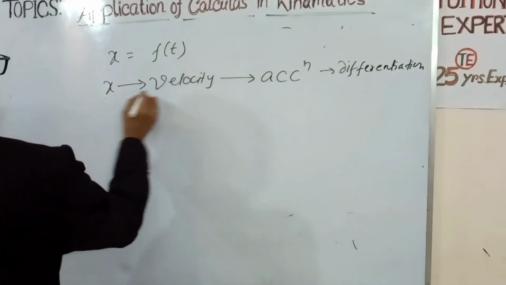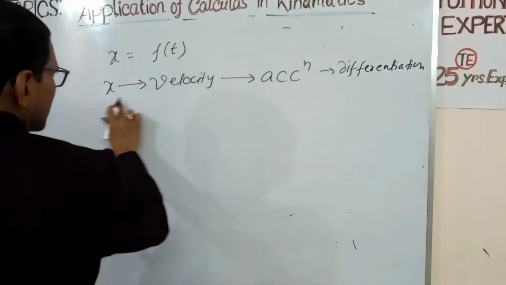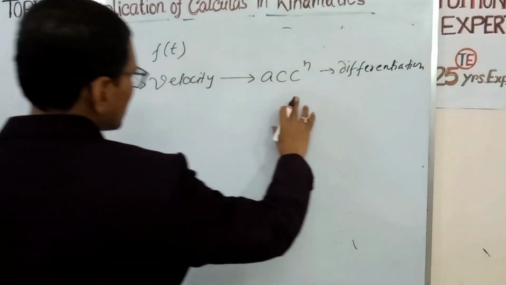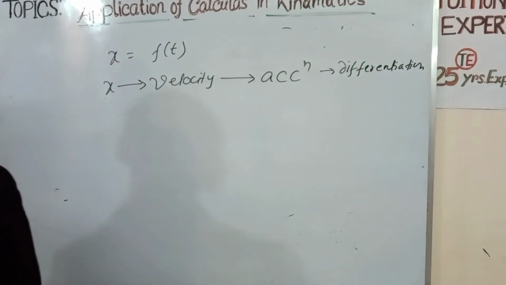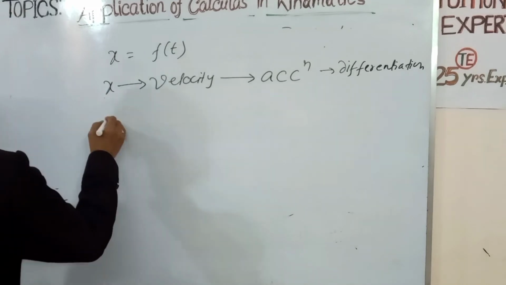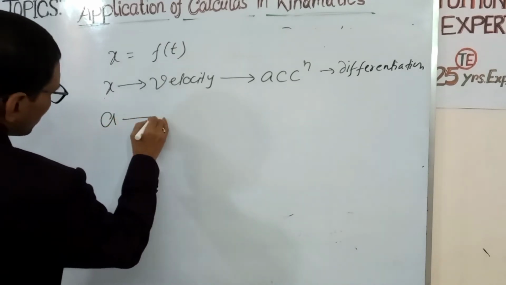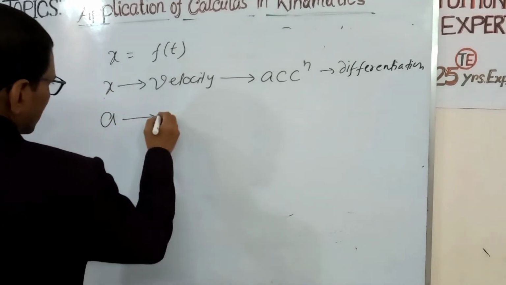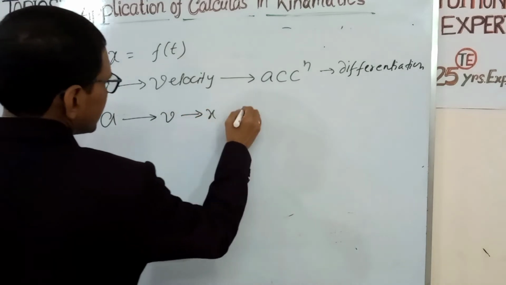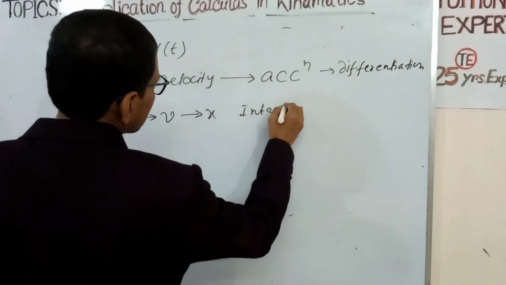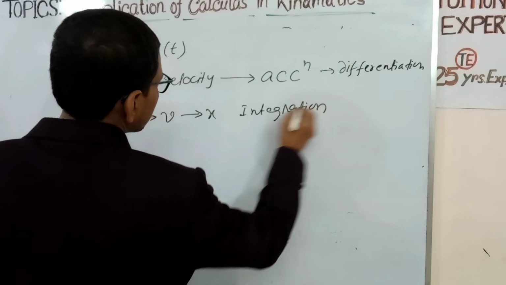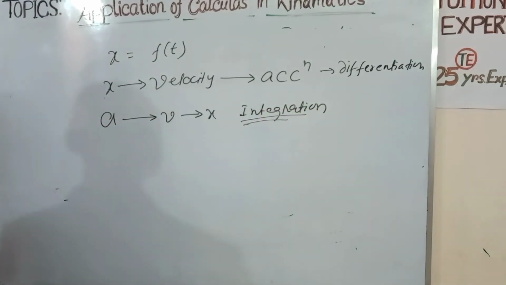So x to v to a, if we proceed in this way, we have to differentiate the function. Now the reverse is this: if acceleration is given and we have to derive the velocity v to x, then integration should be applied. So we have to operate the integration.